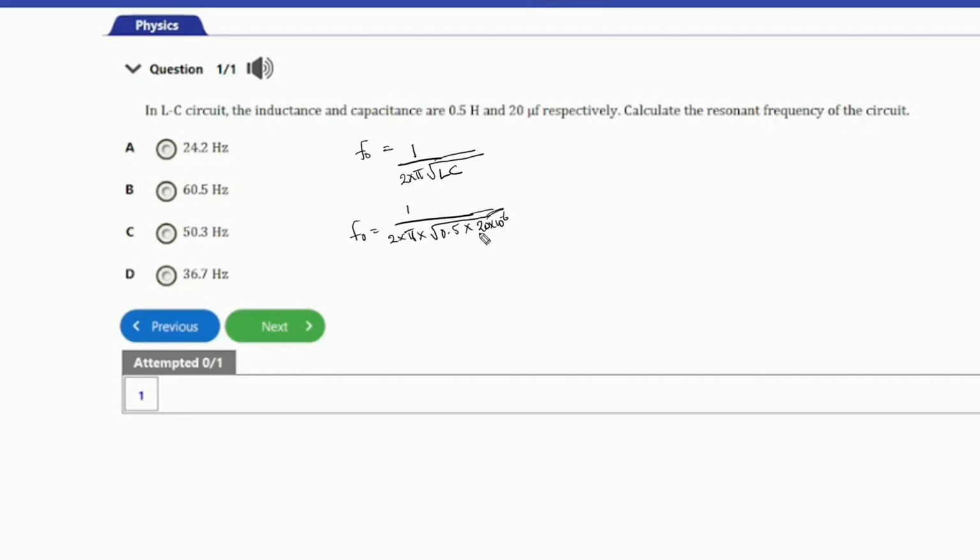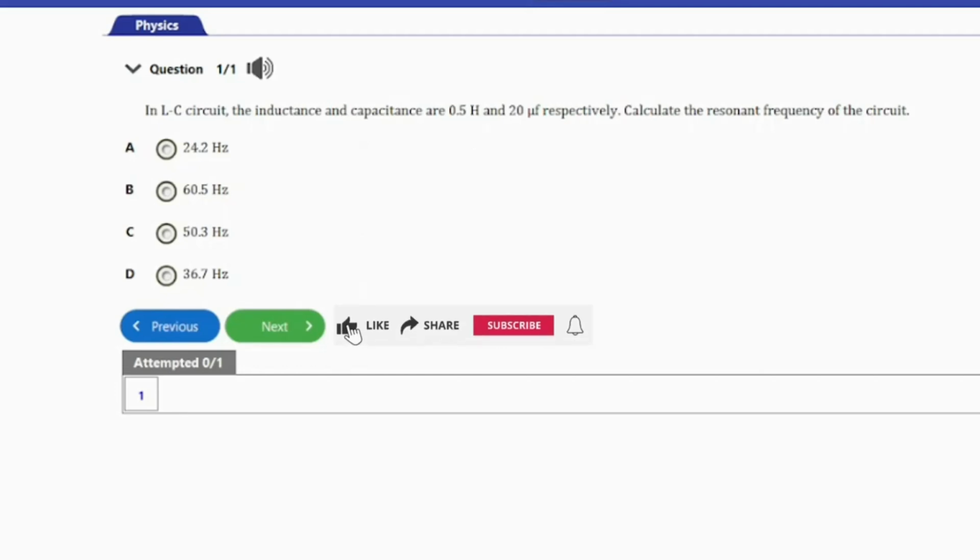So guys, let's go ahead and calculate this together. So guys, if you calculate this, you're going to have 50.3 Hertz, and that's it for this question, guys. Option C is the answer to this question. So this is where we'll end this video for today, guys.